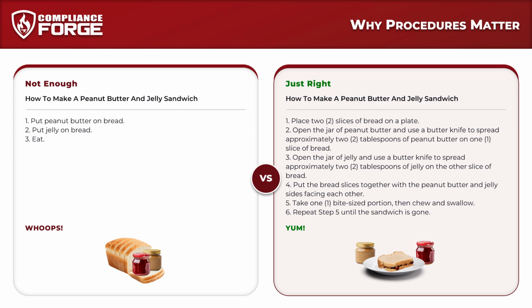Versus just right. Place 2 slices of bread on a plate, open the jar of peanut butter, and use a butter knife to spread approximately 2 tablespoons of peanut butter on 1 slice of bread. Spread approximately 2 tablespoons of jelly on the other slice. Put the bread slices together with the peanut butter and jelly sides facing each other. Take 1 bite-sized portion, then chew and swallow. And repeat until the sandwich is gone. Yum. That is the level of clarity your procedures need.